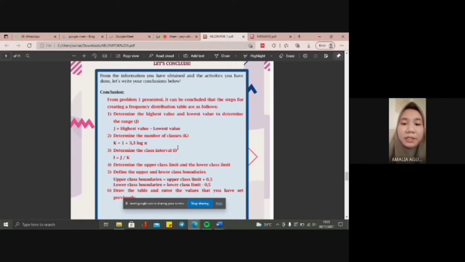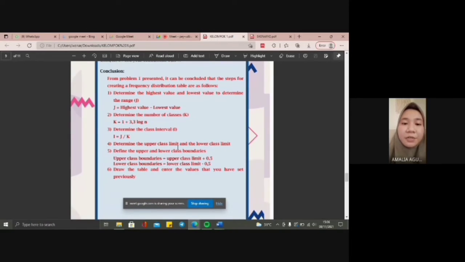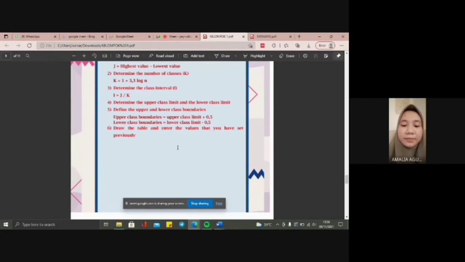Number 3, determine the class interval: I equals R divided by K. Number 4, determine the upper class limit and the lower class limit. Number 5, define the upper and lower class boundaries. Upper class boundaries equals upper class limit plus 0.5 and lower class boundaries equals lower class limit minus 0.5. Number 6, draw the table and enter the values that you have set previously.